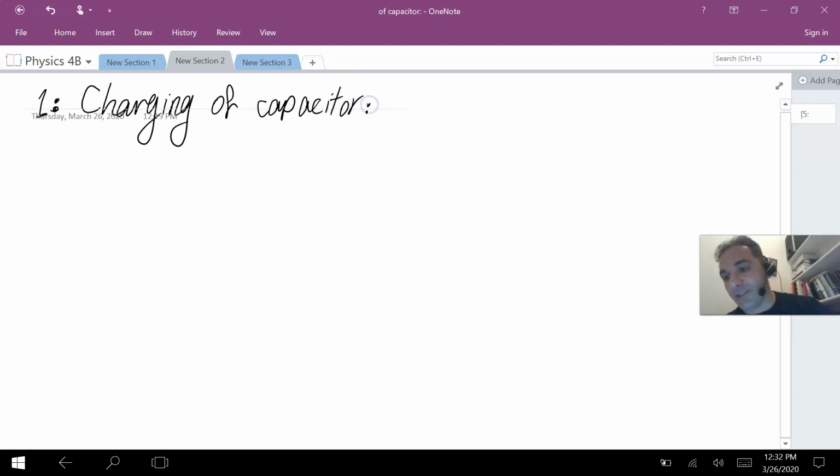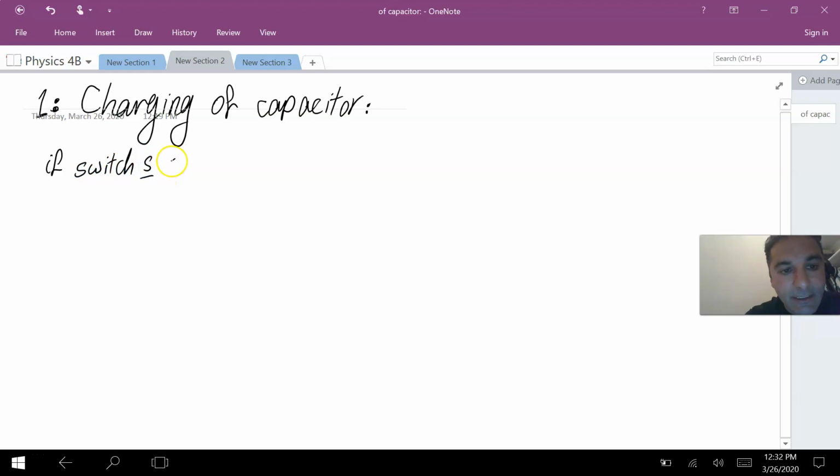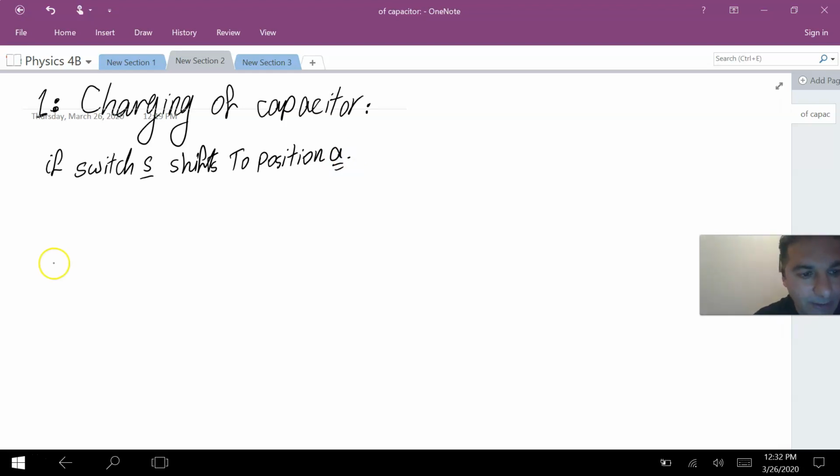So we charge the capacitor, ladies and gentlemen. Therefore, I will say this: if switch S shifts to position A, what we are going to have is this.